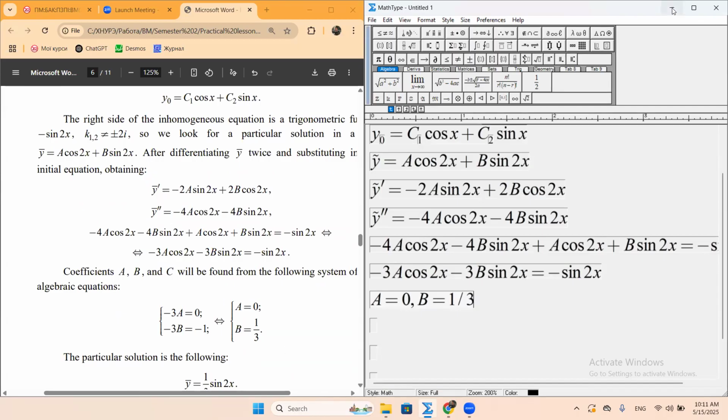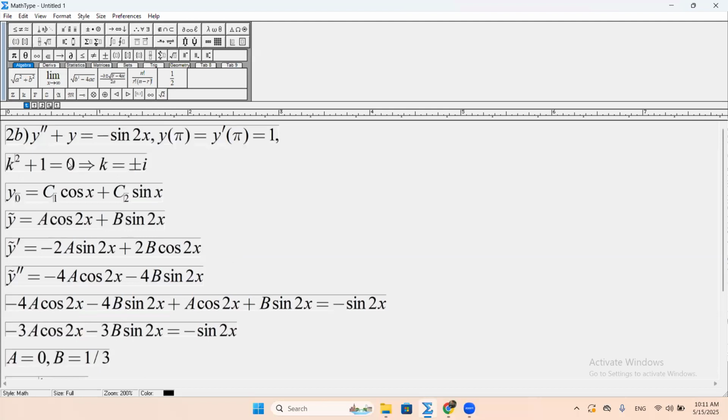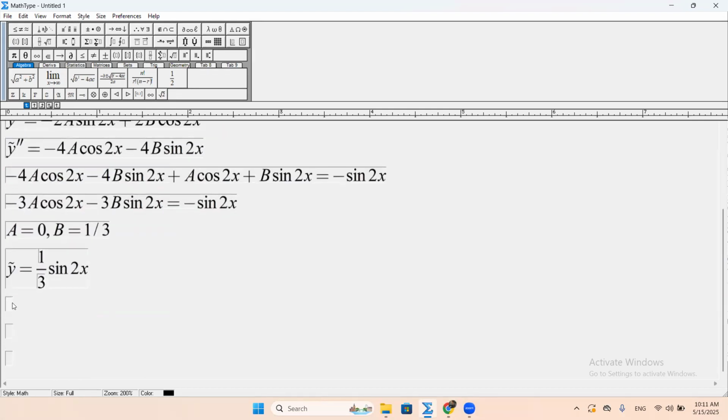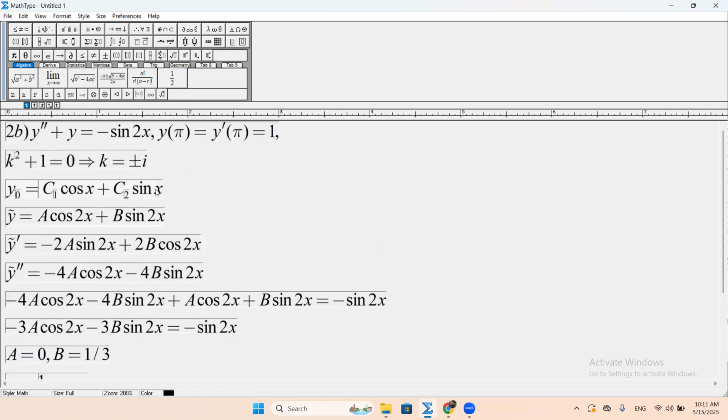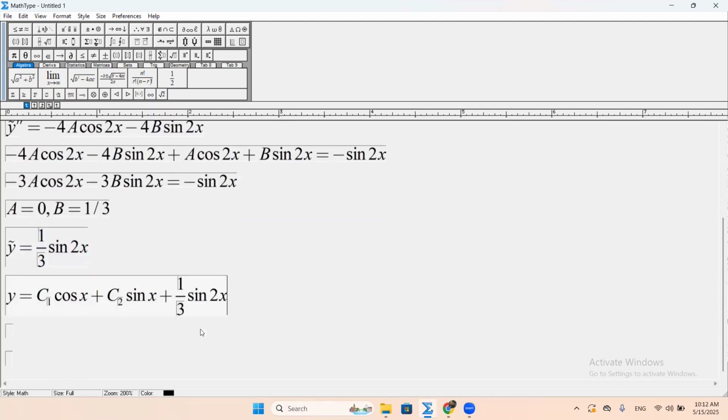Yeah. So the partial solution is the following. It will be equal to 1 over 3 sine of 2x. So the general solution is the following: y equals this expression plus 1 over 3 sine of 2x.